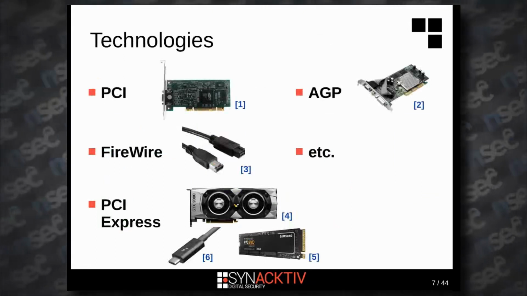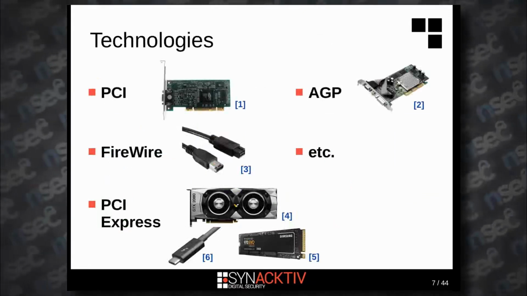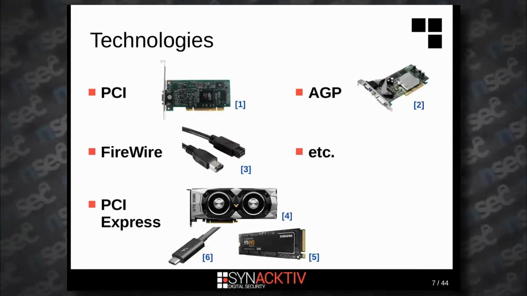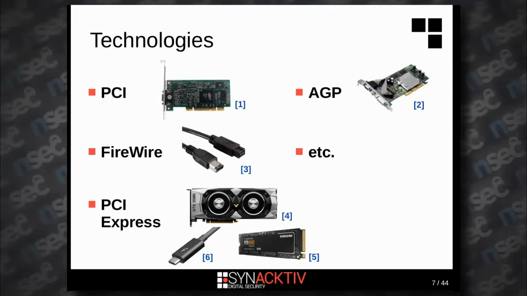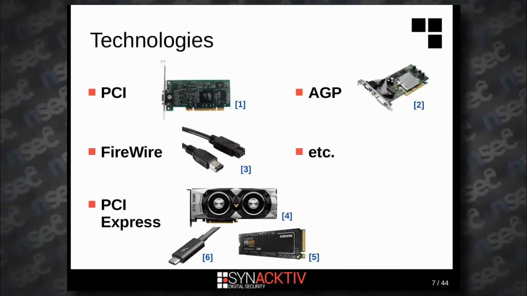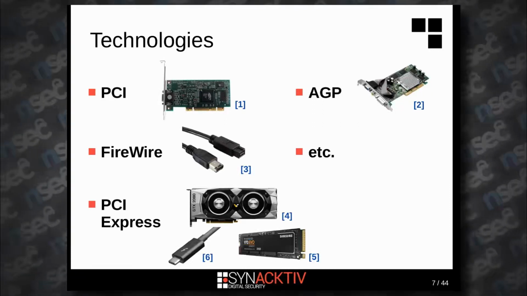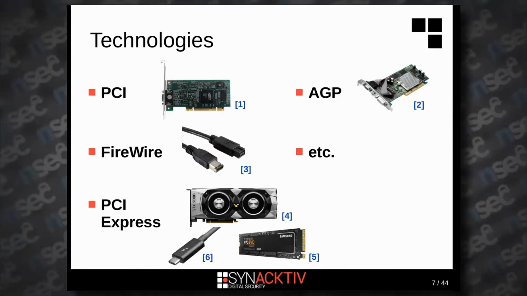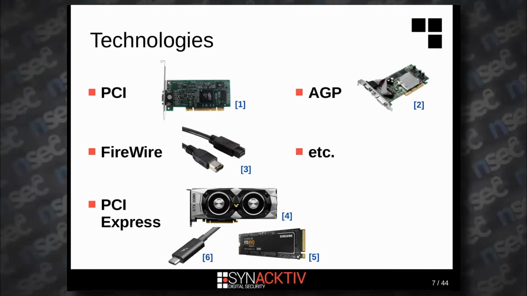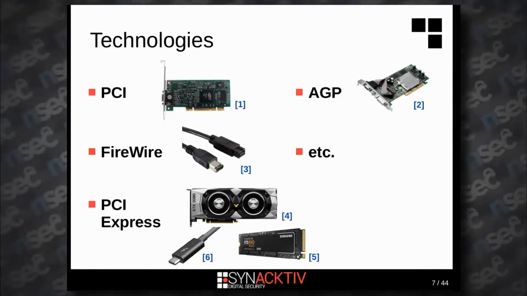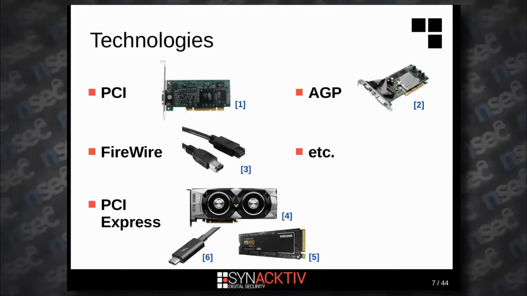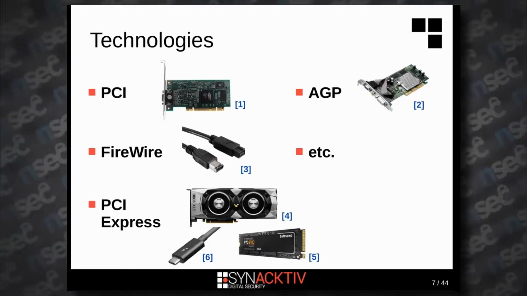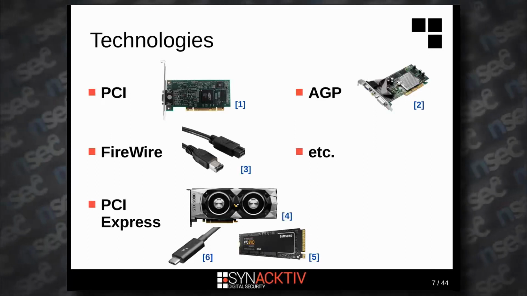Here are the various technologies using DMA. You've probably heard of all of them. We have the good old PCI and AGP, we have Firewire, PCI Express, etc. And you can see that I've put many illustrations regarding PCI Express: a graphic card, which is well known to be using PCI Express, but also an NVMe SSD drive and a USB-C connector with Thunderbolt support. These two also rely on the PCI bus and offer DMA.